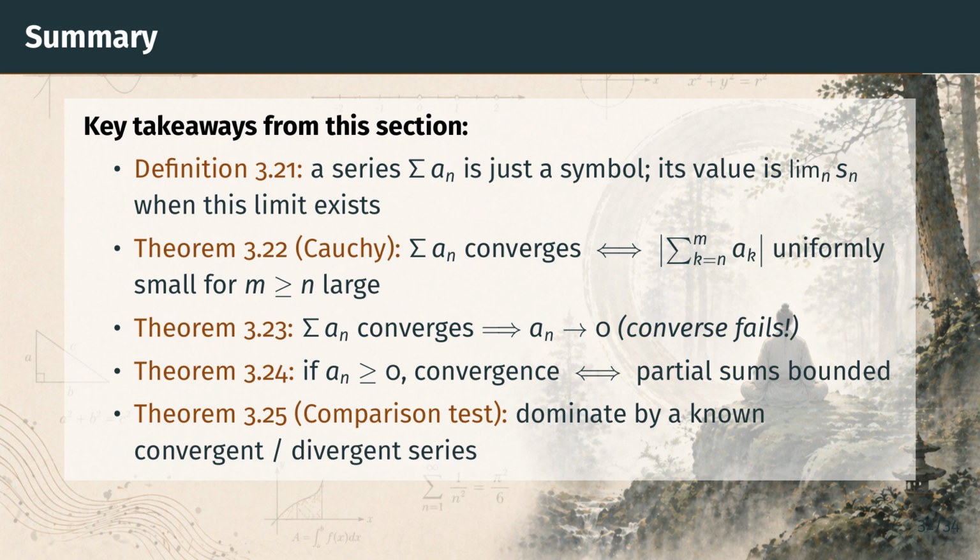Theorem 3.25, the comparison test, is our first genuine convergence test. Bound the absolute values of your terms by those of a series you know converges, and convergence transfers. Bound a non-negative series from below by one you know diverges, and divergence transfers. The whole proof is a one-line application of the triangle inequality and the Cauchy criterion.